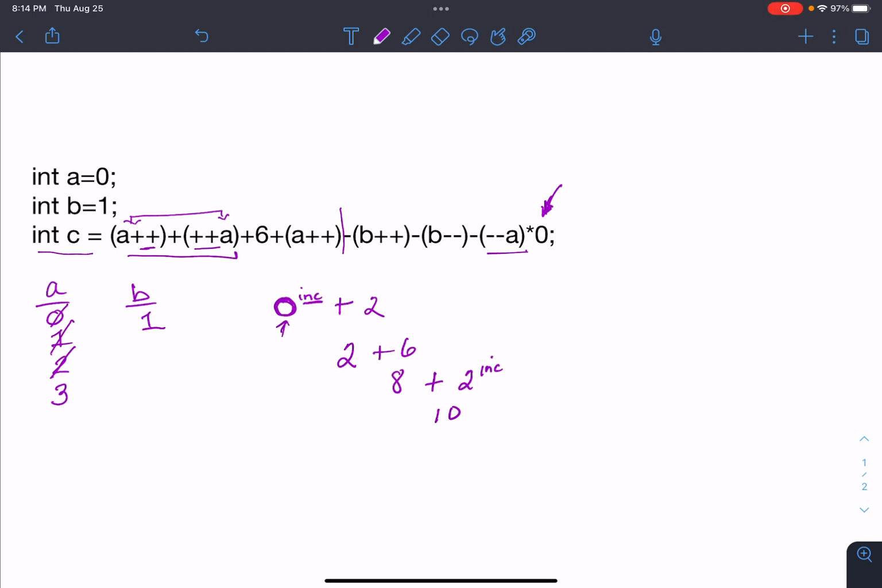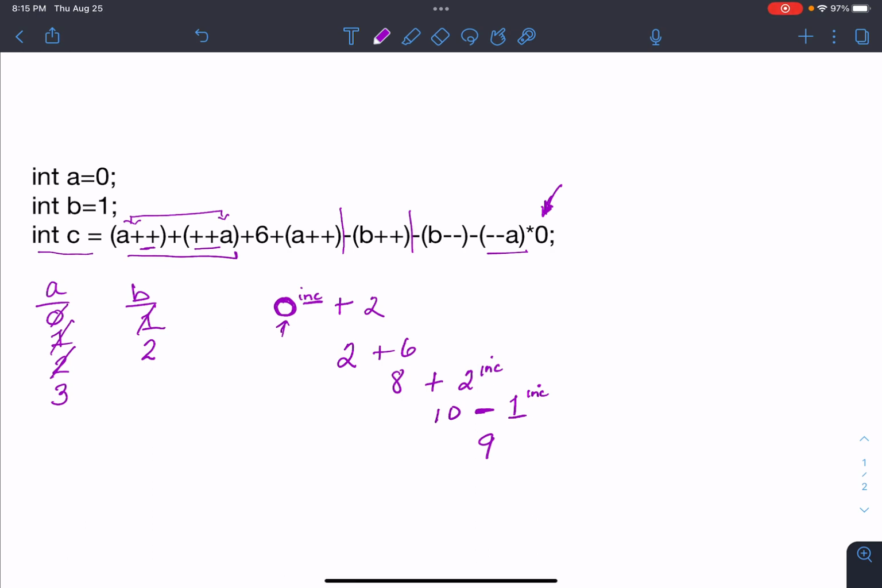We're at 10. Then we're going to have a minus, and in this case, we're going to have B happen first. It's going to be B, which is 1, and then an increment. So that becomes 9, and then the increment happens here to 2. Okay, so we're to here.